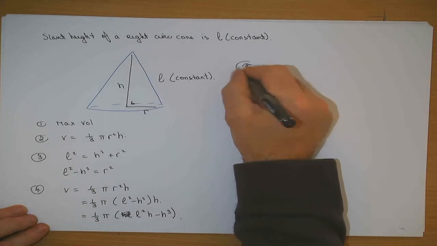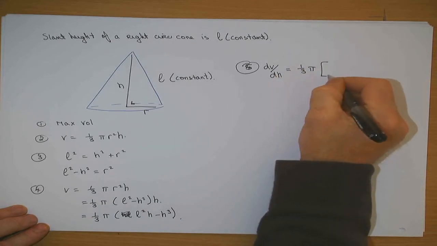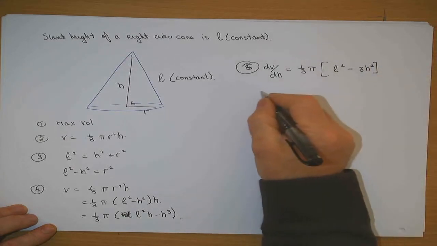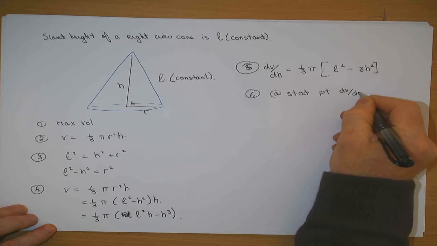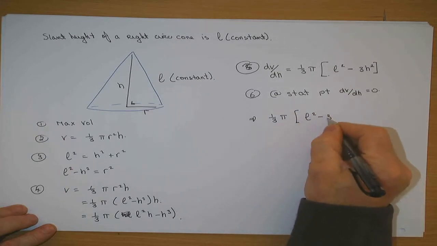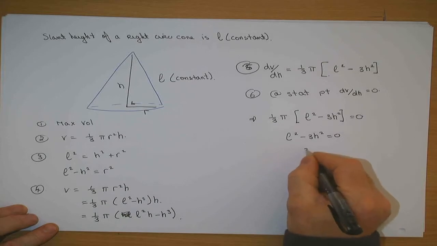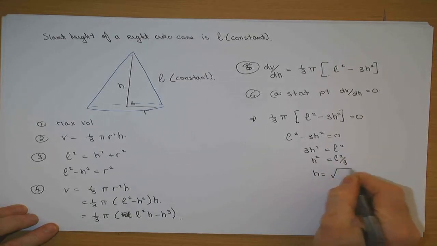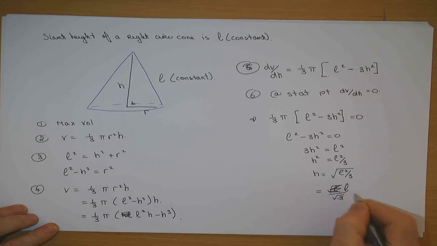4, 5. dV/dh is equal to 1/3 pi outside it. Differentiate L squared h. L squared minus 3h squared. I know then 6, I missed one there, that at the stationary point, I know that dV/dh is 0. That implies 1/3 pi outside of L squared minus 3h squared is 0. That divides across. L squared minus 3h squared is 0. 3h squared is equal to L squared. H squared is equal to L squared over 3. H is equal to the square root of L squared over 3. H is equal to L over root 3.